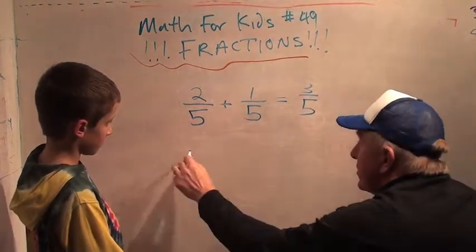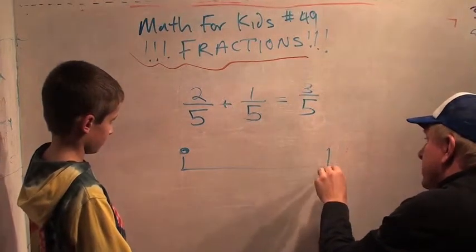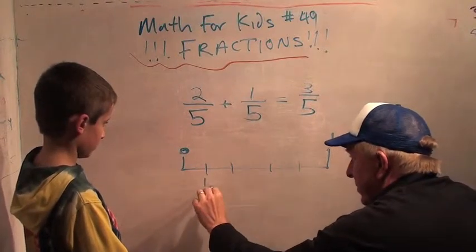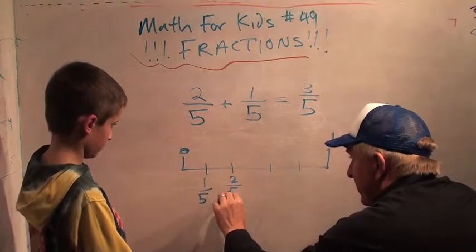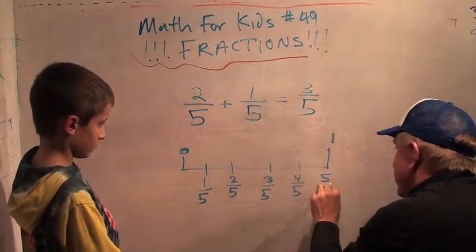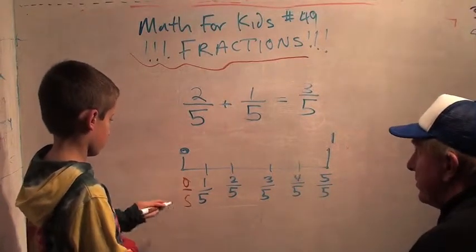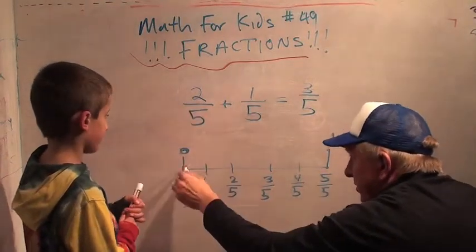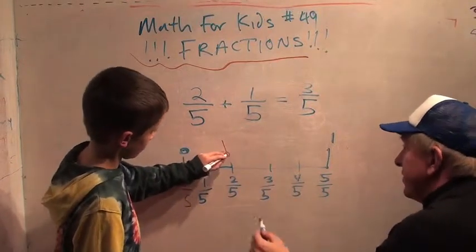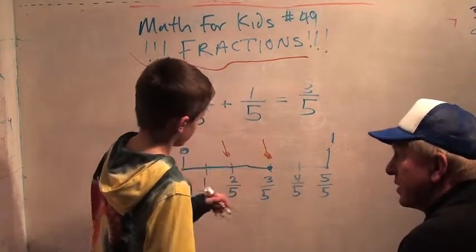Let's take a look at this on a number line, just to make sure we understand what this means. We have a number line that starts at 0 and goes up to 1, divided into 5 parts: 1/5, 2/5, 3/5, 4/5, and 5/5. What do we usually call 5/5? 1. Here's 0/5. So for 2/5, go over 2/5, and then go over 1 more 5th, and you get to 3/5. That's actually not too hard.